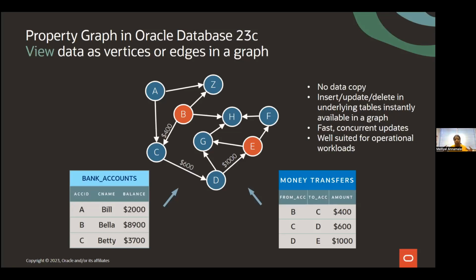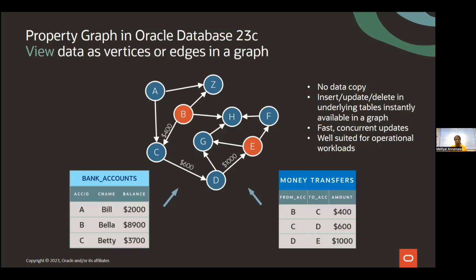And then you can insert, update, and delete into underlying tables. That is instantly reflected in the graph. You don't have to wait for synchronization to happen before your graph gets updated. And the database, when you're storing data as tables, is naturally very good at fast concurrent updates.